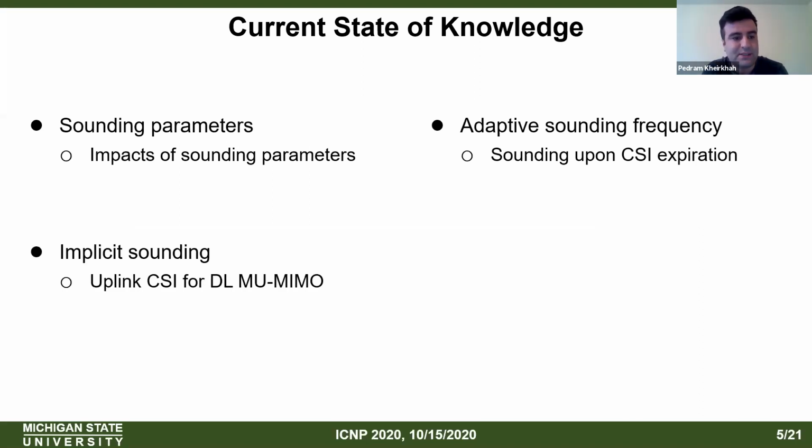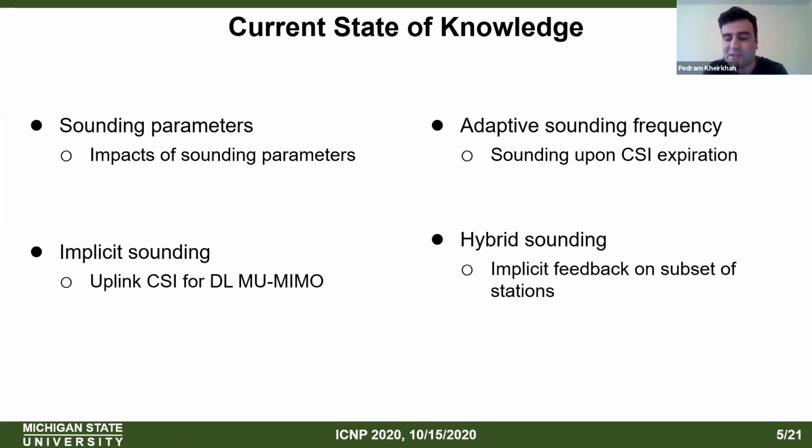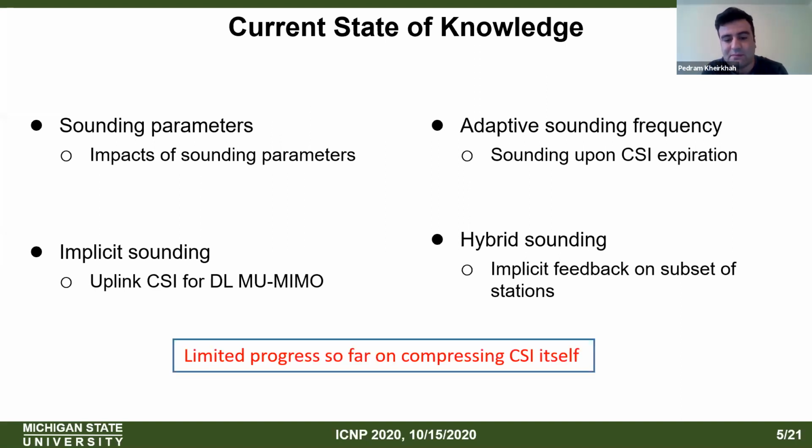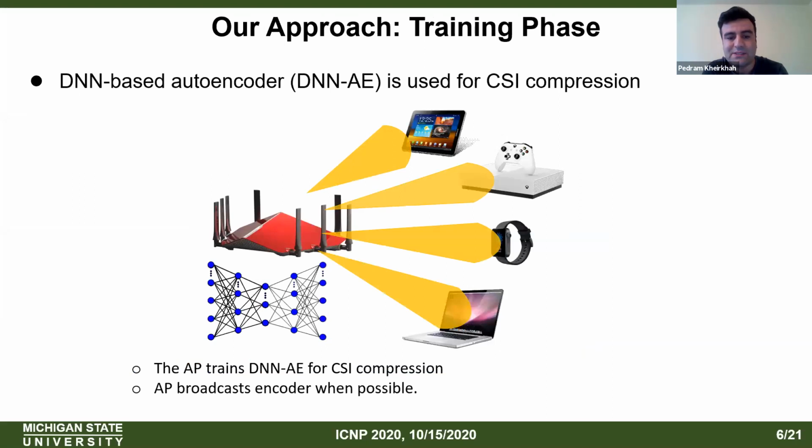Another promising direction is implicit sounding. It means we can use the uplink CSI for downlink multi-user MIMO, but it needs additional RF chains and calibration to compensate for the mismatch between the uplink and downlink channel. And finally, we have hybrid sounding, which means we can use a mixture of implicit and explicit feedback whenever it is possible. You can see limited progress has been made so far on compressing the CSI report itself, and all of this work is focused on adjusting the sounding interval instead of having an abstract representation of the CSI. Here, LB-SciFi steps in.